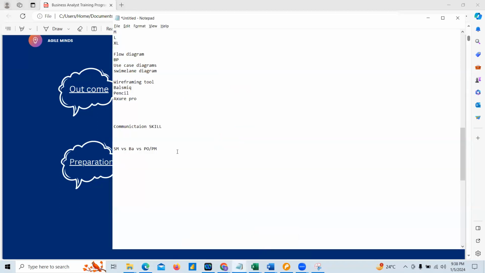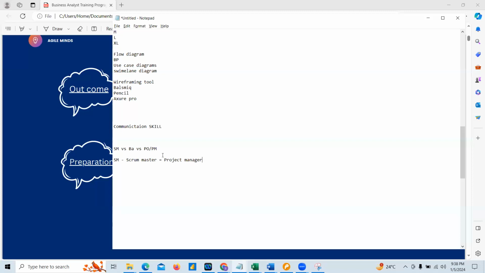Let me answer this: Scrum Master, BA, and Product Owner. I hope we all know who a BA is. By this time we should be aware of who a BA is. Who is a Scrum Master, and how is he or she different from a BA? Basically, a Scrum Master is equivalent to a project manager.